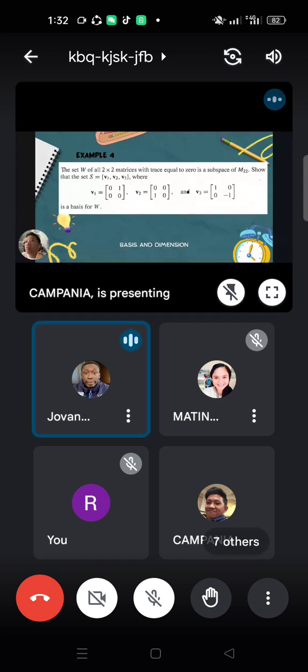Sir Kampanya. Yes po, sir. I think it cannot work because the dimension of the set of all 2 by 2 matrices is equal to 4. Correct? Yes po, sir. And this is composed only of 3. Therefore, it's clear that it is not.